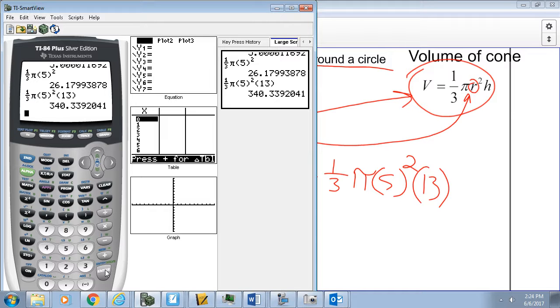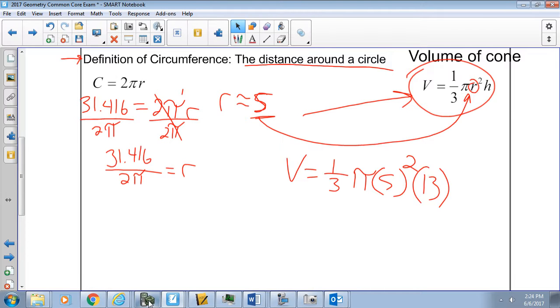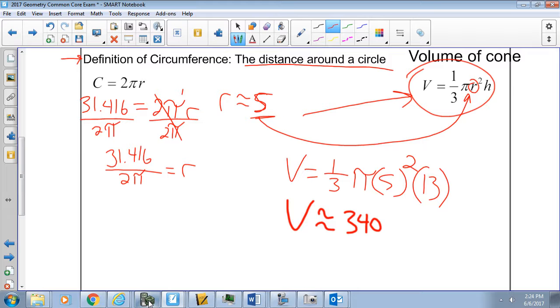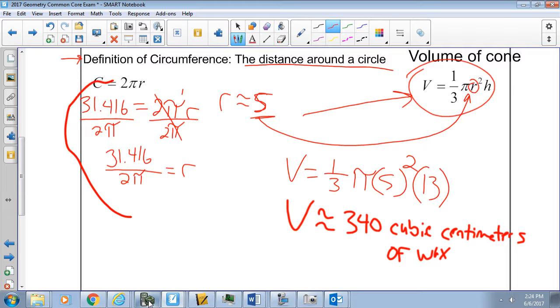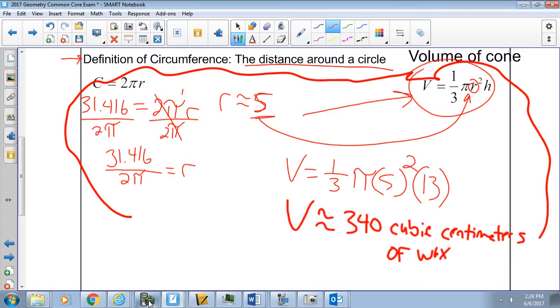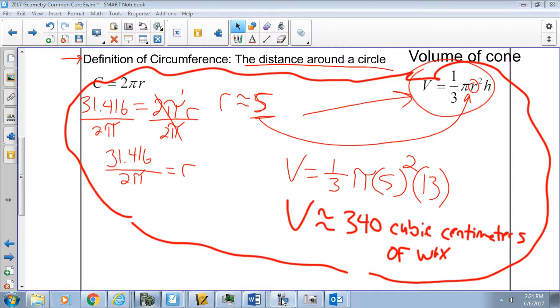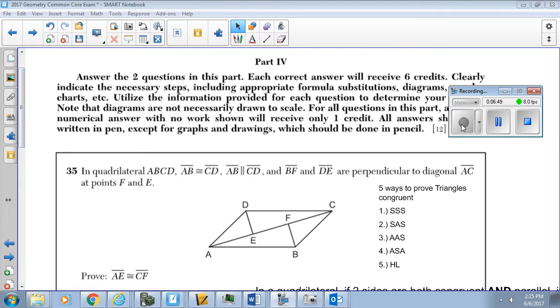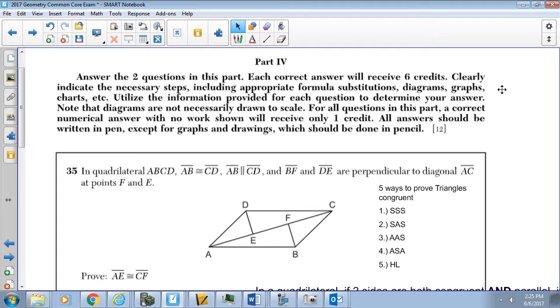All right, so our answer is 340. So V is approximately 340 cubic centimeters of wax. All right, when it says justify your answer, all of this work that you showed would be justified. All right? So there we go. Okay, moving on to the next problem.